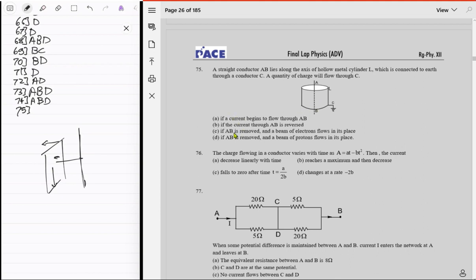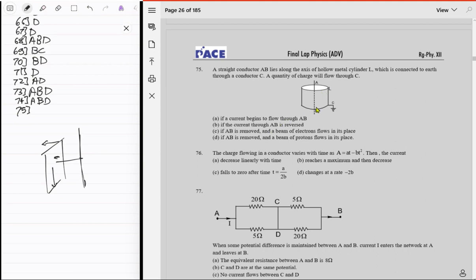Okay, so if AB is removed and a beam of electrons, okay, so if a current begins to flow through AB, nothing will happen. If the current through AB is reversed, no, nothing will change. That's what I'm saying. AB is removed and a beam of electrons floats in space. So whatever charge they have put here, because of that charge, right, that will actually cause a field normal to it.